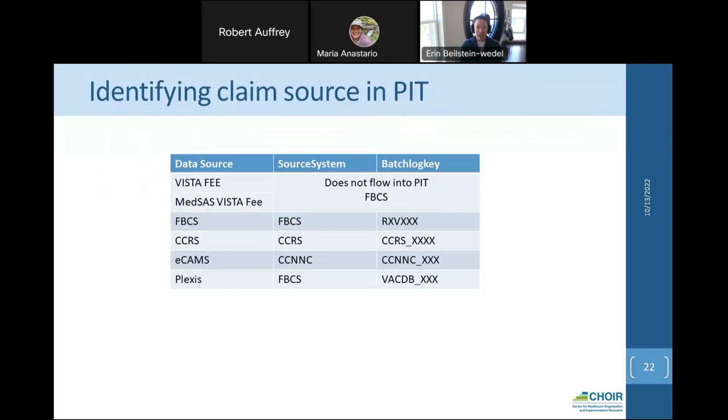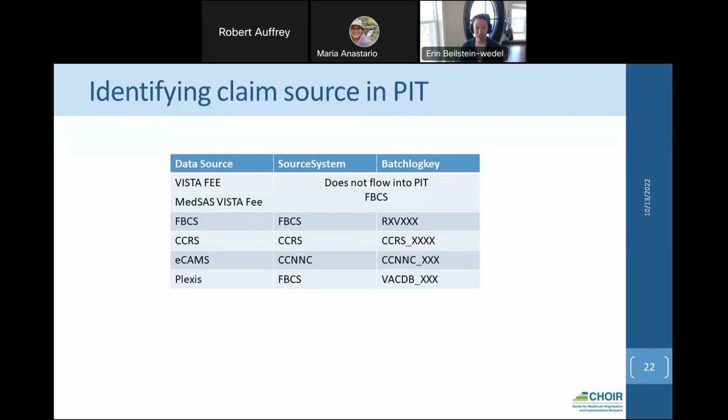So how do you identify a claim source in PIT? Well, Vista doesn't technically flow into PIT, but a lot of the Vista claims are in FBCS, and those do flow into PIT. So you can identify those by looking at the PIT claim source system field and the PIT claim batch log key. So for FBCS claims, the source system will say FBCS, which is very nice. And then the batch log key will start with this R, and then it will usually have a number, and then a V, and then a few other numbers. And that's how you know that if you want to go, for example, and find other diagnoses, because not all the diagnoses for FBCS come into PIT, that's how you know that that's actually probably a viable claim number to link back to FBCS with.